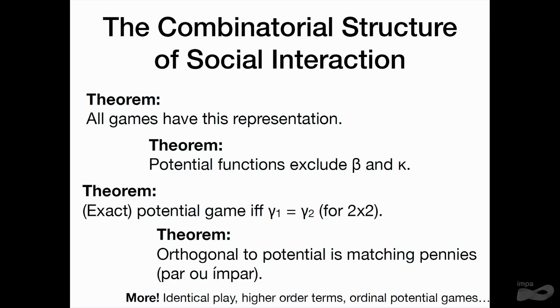Potential functions that are part of a commonly used tool set to analyze games exclude the betas and the kappas, just like Nash. I didn't tell you about potential games, so I'll skip that. And I'll skip this too. And lots of really nice stuff came out of this and became very clear and almost obvious because the structure was just exposed.